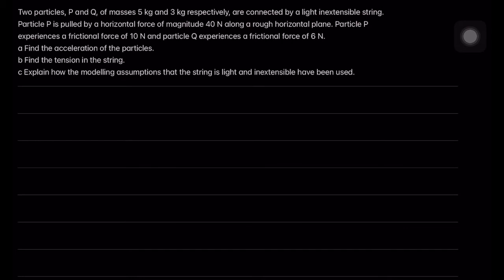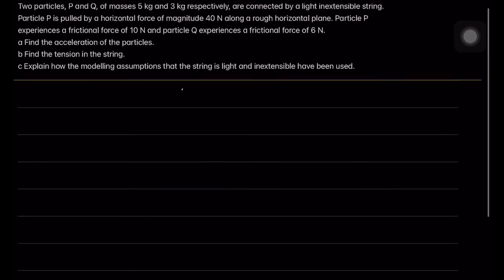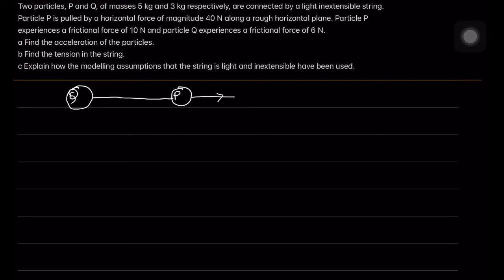Let me draw a diagram first of all. So one particle, let me consider it as P. This is another particle, let me consider it as Q. These two are connected by a light inextensible string, and P is pulled by a horizontal force of magnitude 40 Newton along a rough horizontal plane. Particle P experiences a frictional force of 10 Newton. Then particle Q experiences a frictional force of 6 Newton.